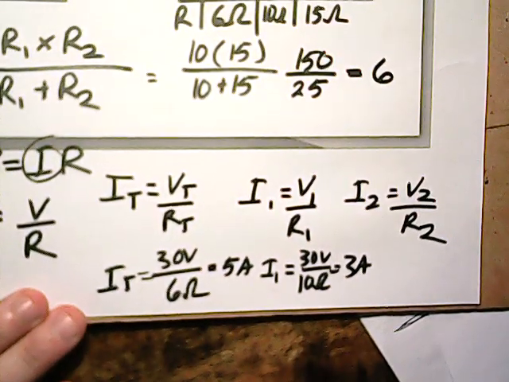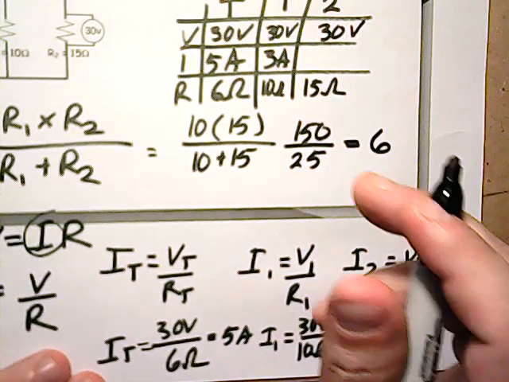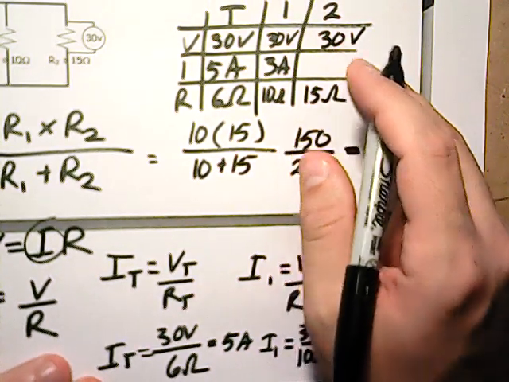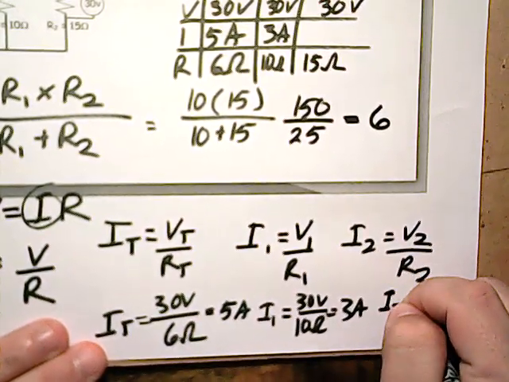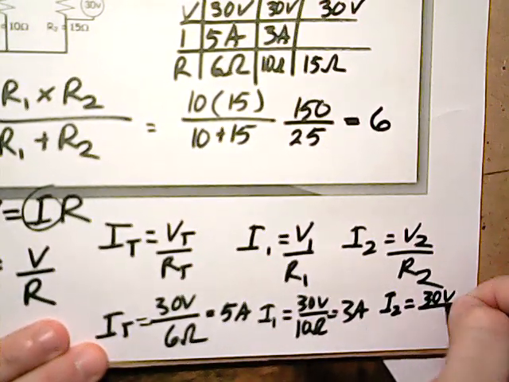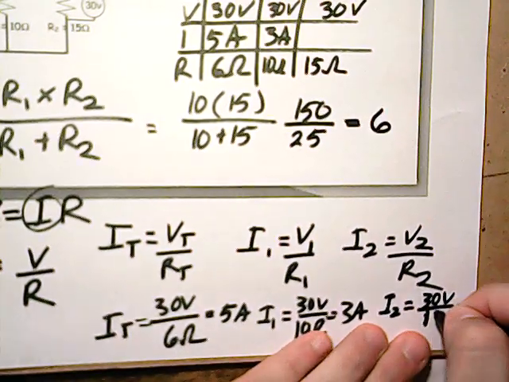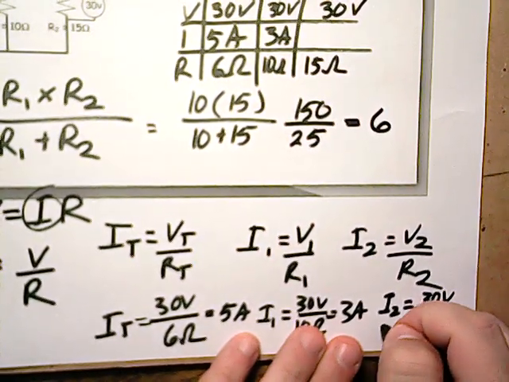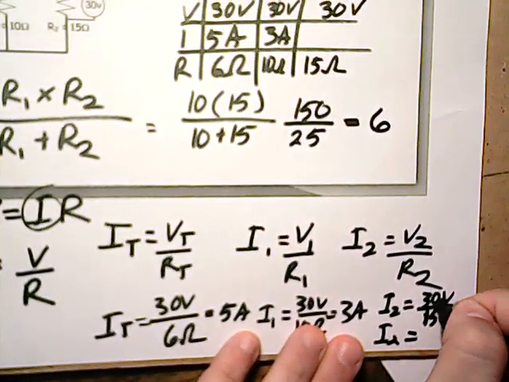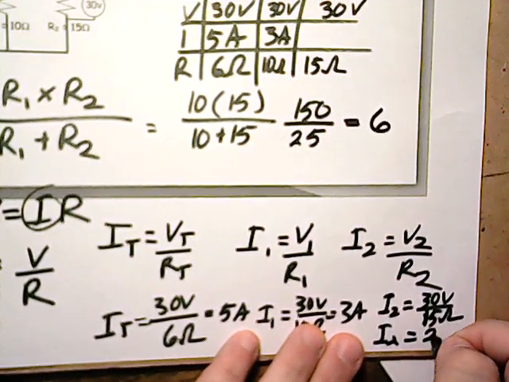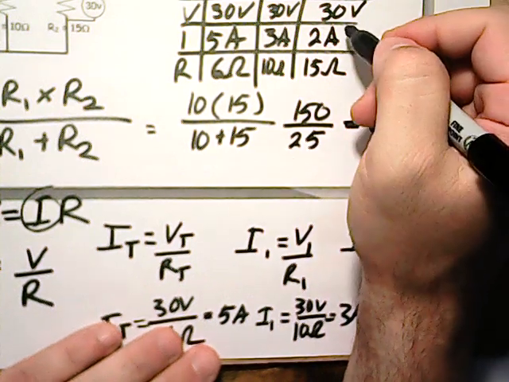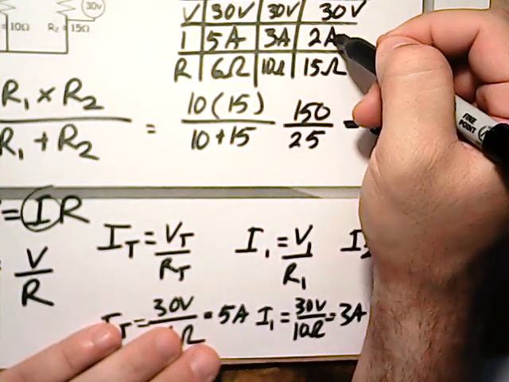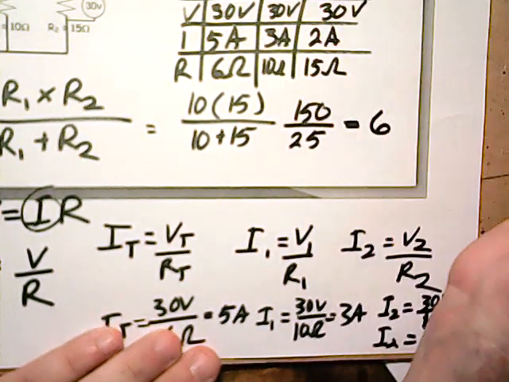Let's do this problem and see if it actually works. So for our last one, I2, it's 30 volts divided by 15 ohms. I2 is going to be 30 divided by 15 is 2. Let's look at that. 2 plus 3 is 5. 2 times 15 gives us 30. So it works out.